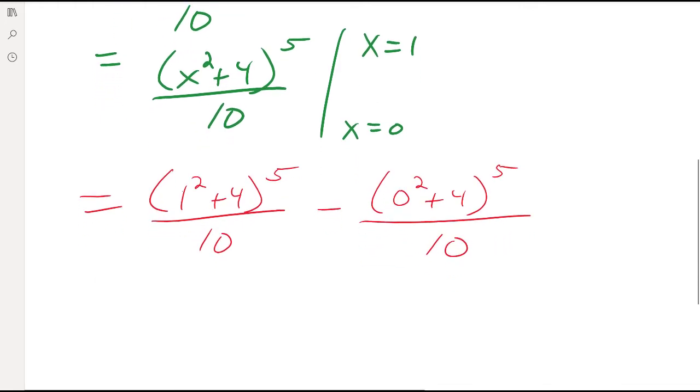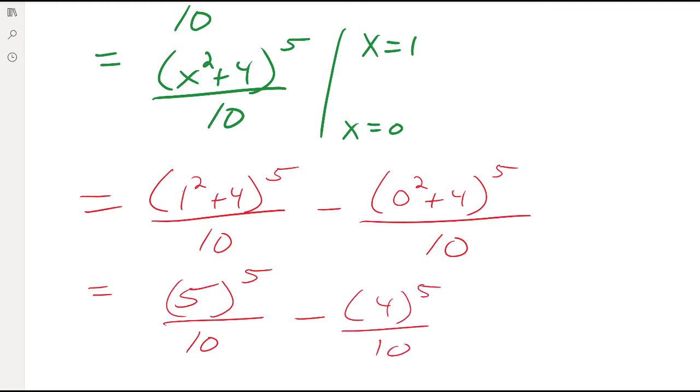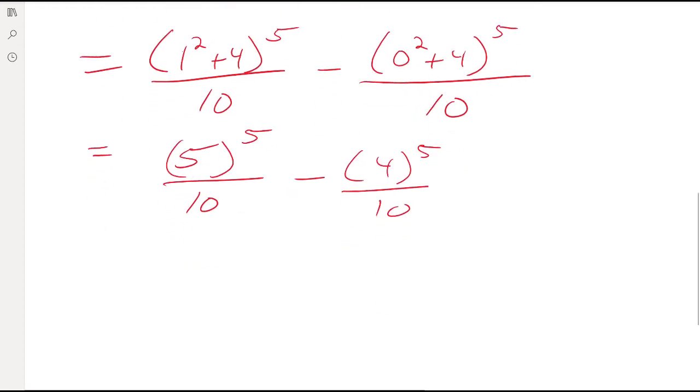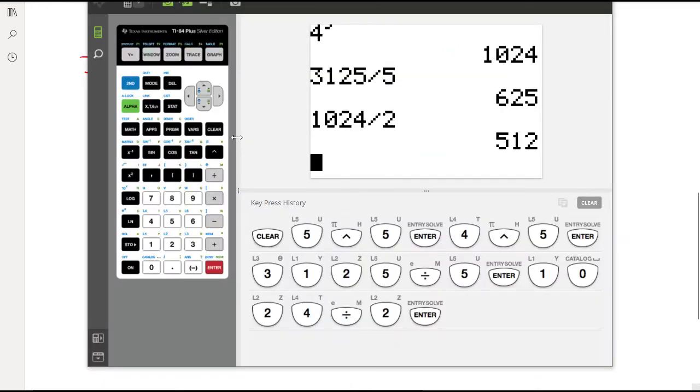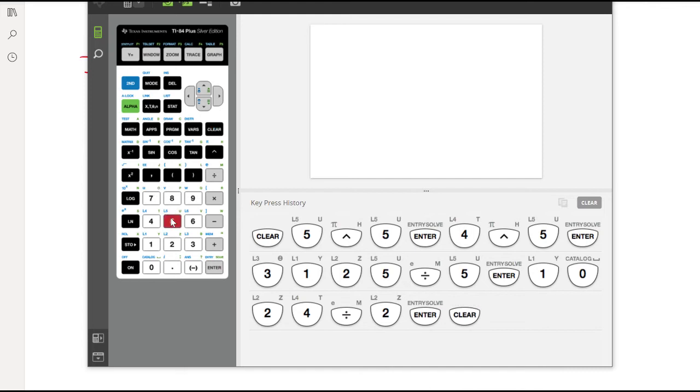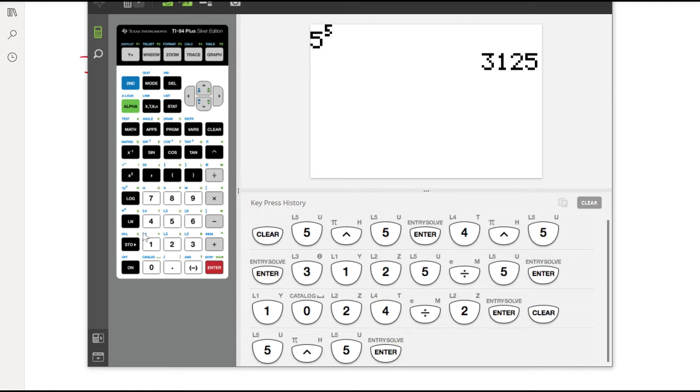1 squared is 1, 1 plus 4 is 5. So we get 5 to the 5th power over 10 minus, 0 squared is 0, 0 plus 4, so we have 4 to the 5th power over 10. Let's see, 5 to the 5th. I think I have that in my calculator. 5 to the 5th power is 3125. And 4 to the 5th, while we're at it, is 1024.